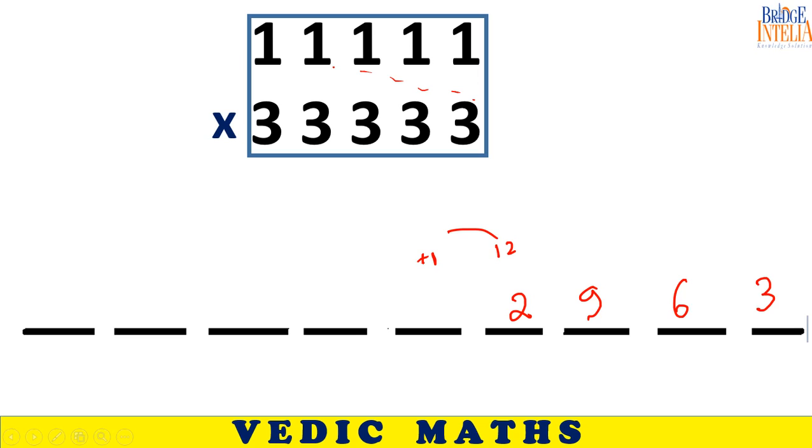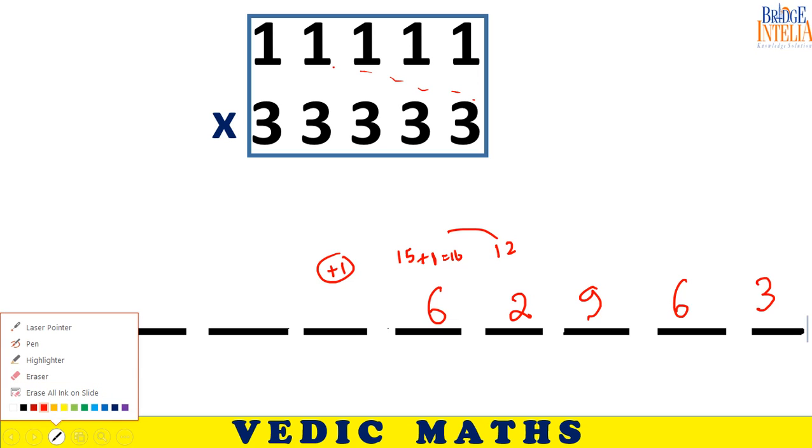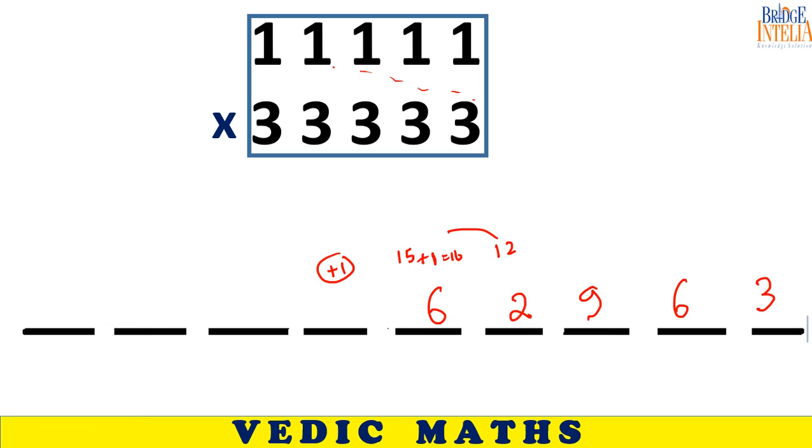Now the box is in this position. Cross connection product 3, 3, 3, 3, 3, 15. So 15 plus 1 equal to 16. So out of 16, write 6 here and carry forward 1. So we have filled all these blank spaces. So we can remove the unnecessary portion and move the box forward.